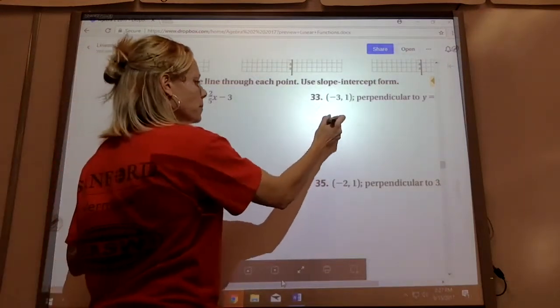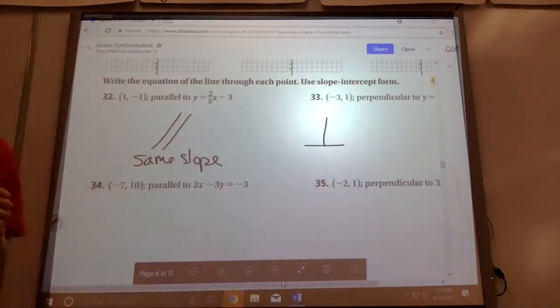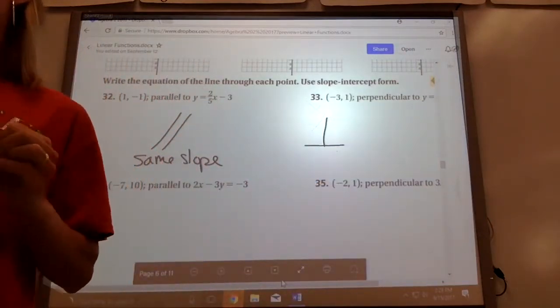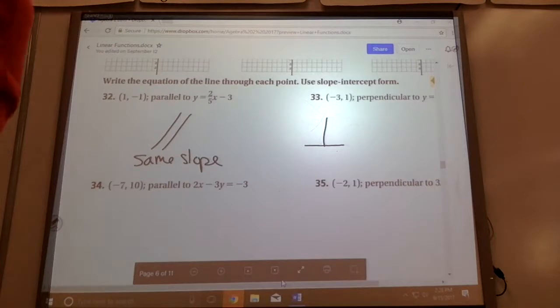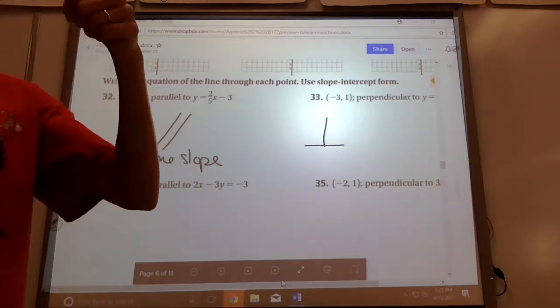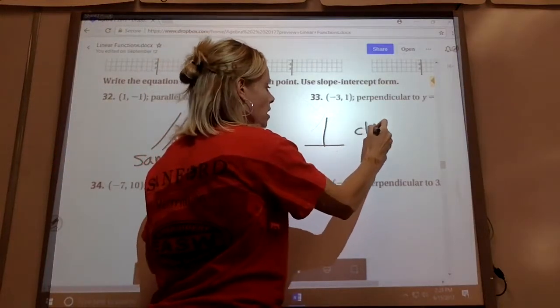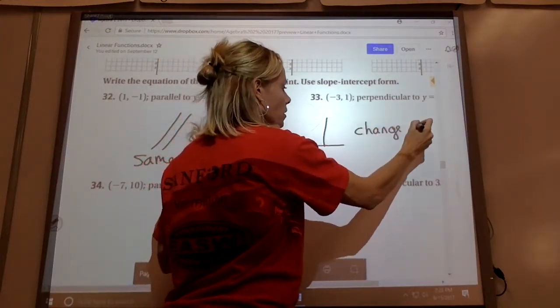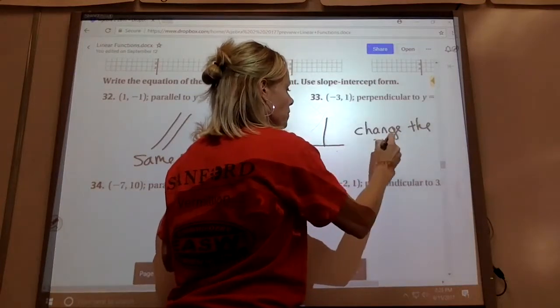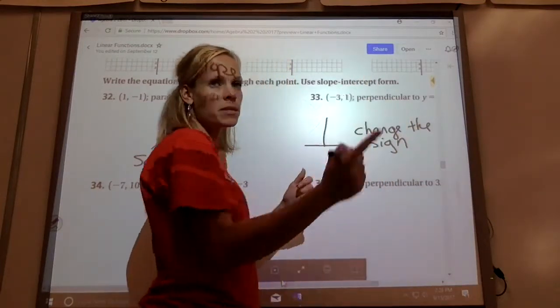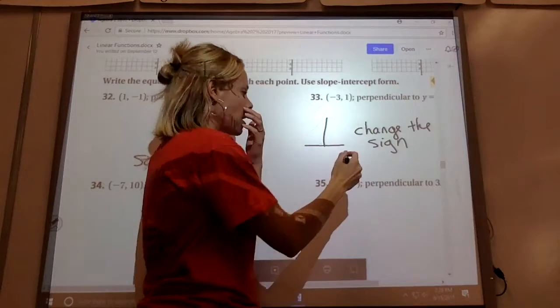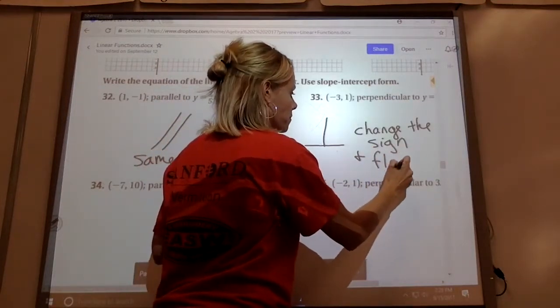Good. What about perpendicular lines? What do we know about perpendicular lines? Very good. They intersect at a 90-degree angle. How do they intersect at a 90-degree angle? What about their slopes? Yep, they're opposite reciprocal. That means you change the sign, right? We can write it this way. Change the sign. So if it's positive, it becomes negative.